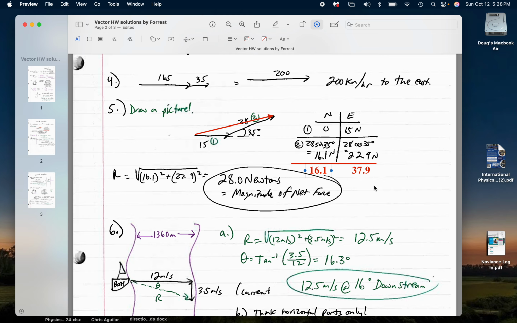Yep, I got 41.2. So I'm going to do this. I'm going to make that a little smaller. I'm going to make that where you can't see behind it. And this should be 41.2.